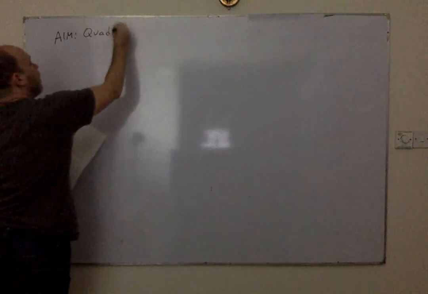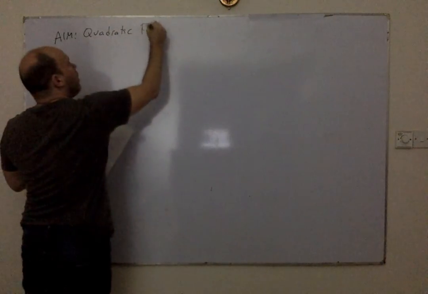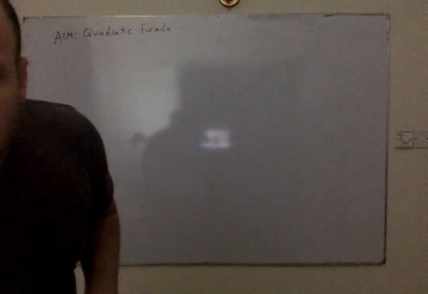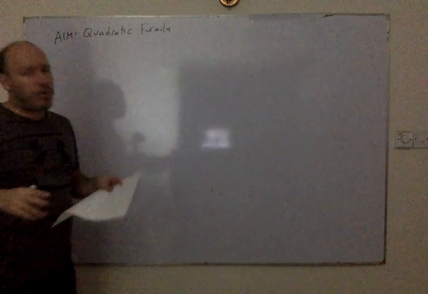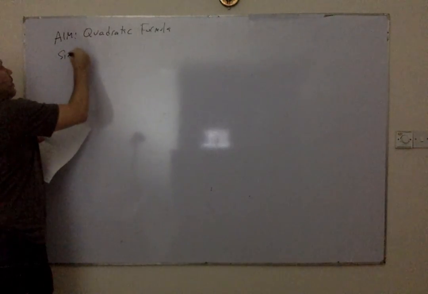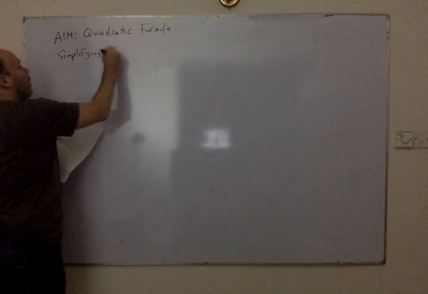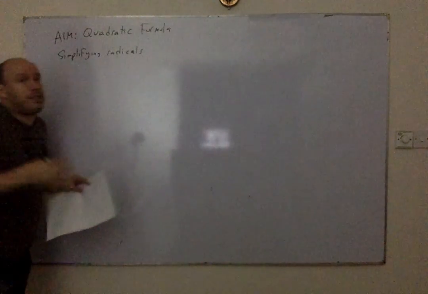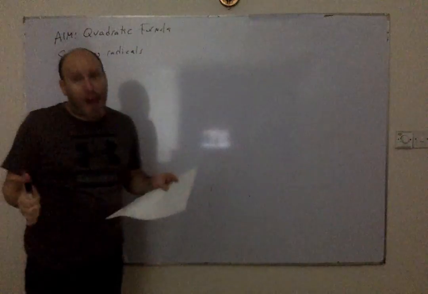Today we're going to be talking about the quadratic formula. And before we do that, I want to do a little review. Can you see that? Yeah. So the first thing is about simplifying radicals, and that's analogous to reducing fractions.